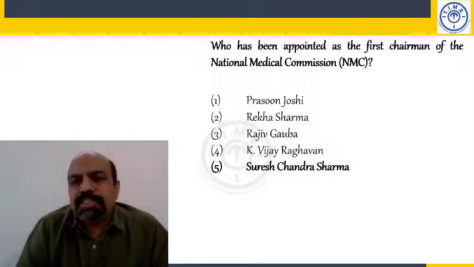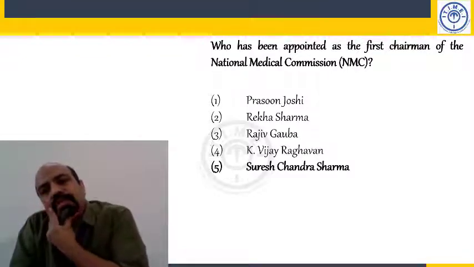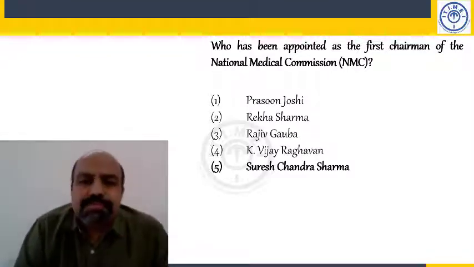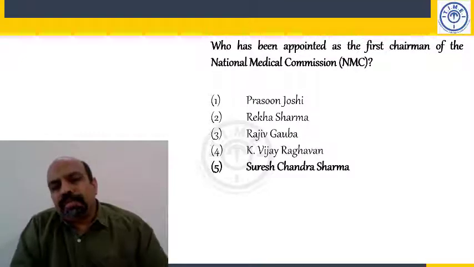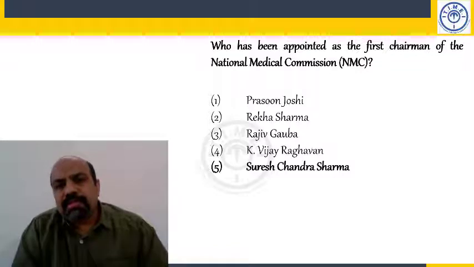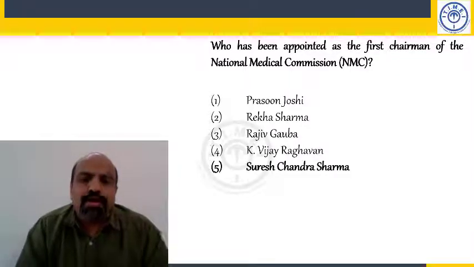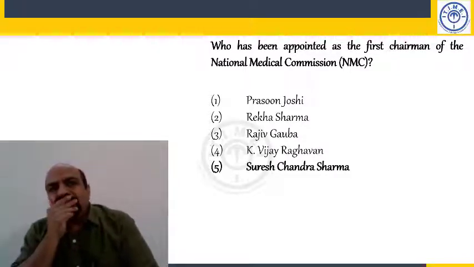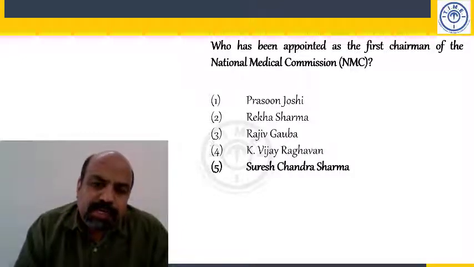Who has been appointed as the first chairman of the National Medical Commission? Suresh Chandra Sharma. Who are these people here? K. Vijay Raghavan, scientific advisor to the government of India. Next, Rajiv Gauba, choice 3, Cabinet Secretary of India.